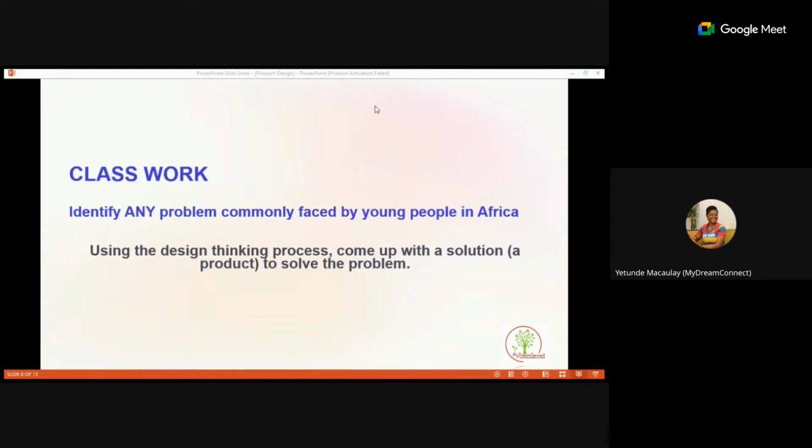If we do, then let the class governor take the lead, and let's identify any problem commonly faced by young people in Africa. Or if you think you want a twist, please let me know. But I think we should just solve problems for a lot of young people, because they're facing a lot of challenges in Africa too. So let's see what we can come up with.